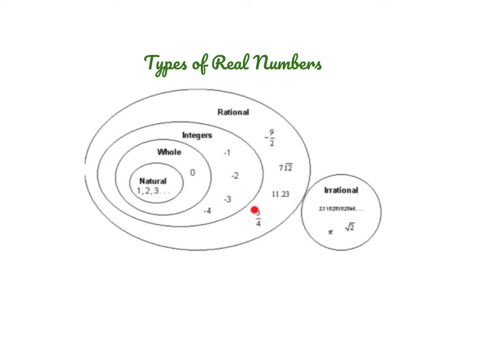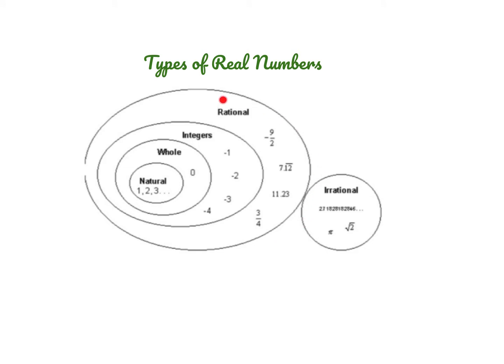Integers would be the next range of numbers. So that includes all of the natural numbers, but also the negatives. So any non-fraction, non-decimal number, positive or negative or 0.